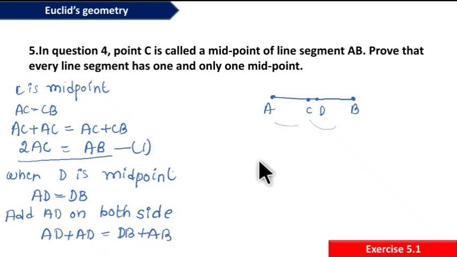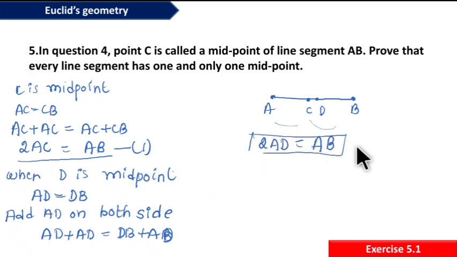Next I will write, what is AD plus AD? AD plus AD is 2 times AD. DB plus AD is AB. Now consider this as equation number 2. From 1 and 2 we can write.